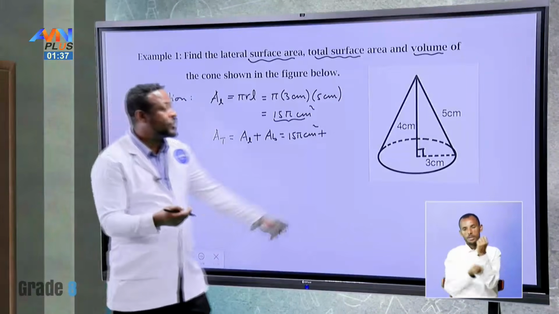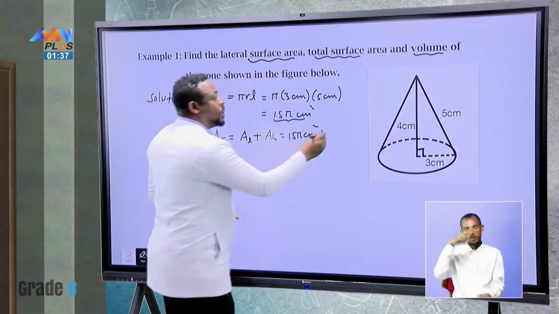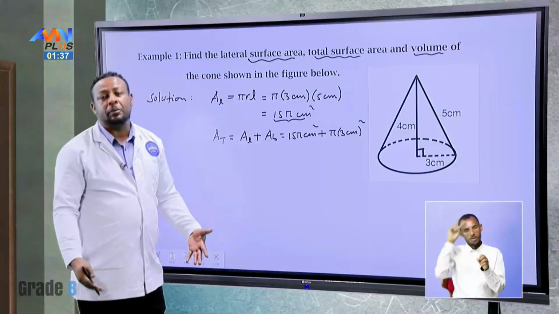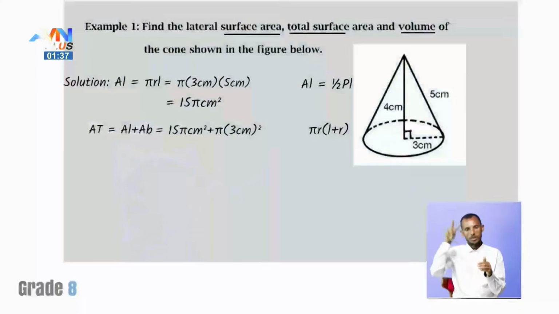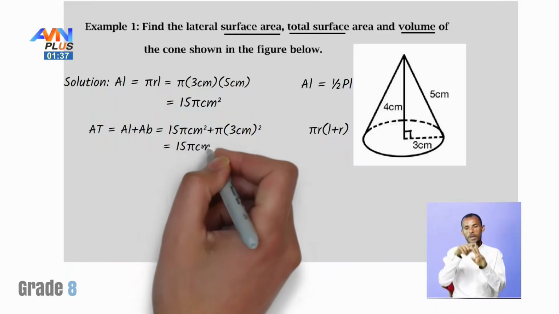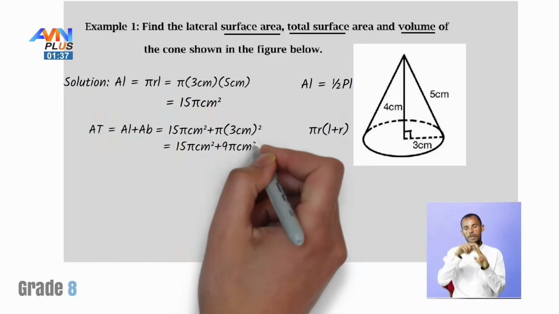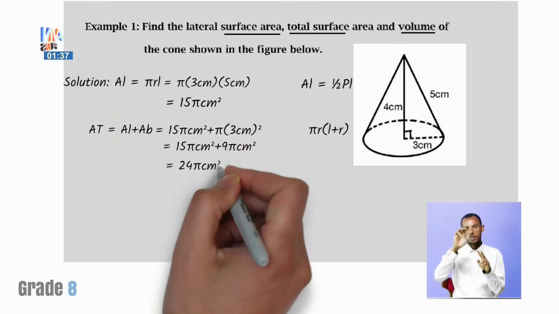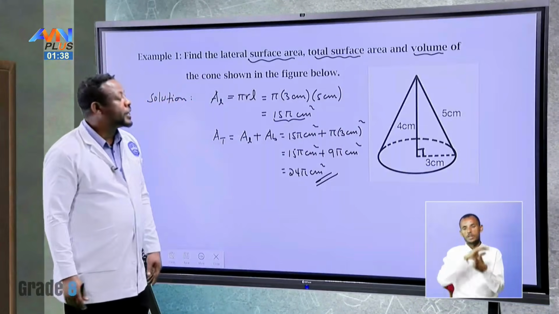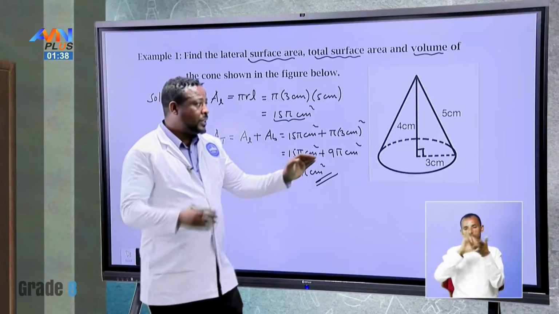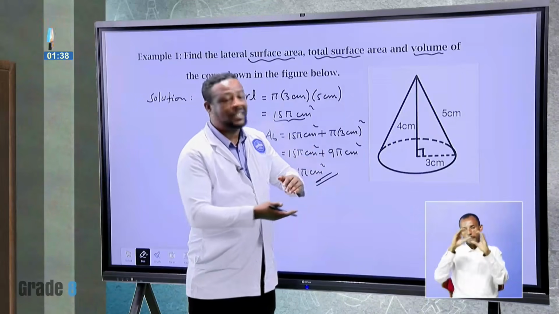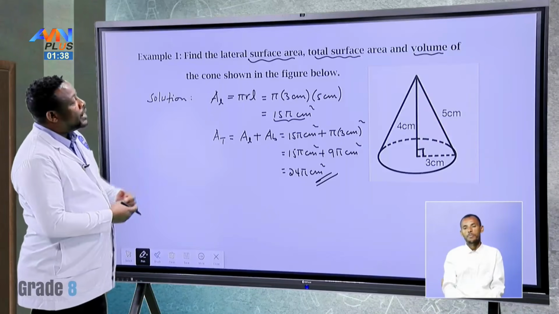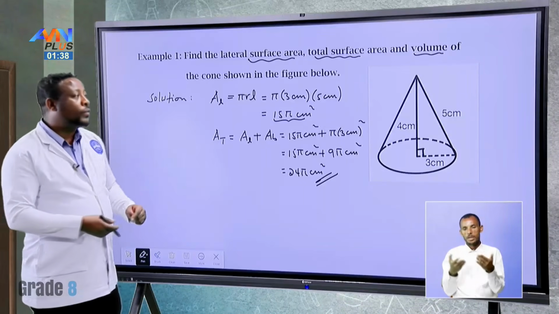base, which is circular, so it's pi r square. So pi times r square. The square of 3 centimeter is 9 centimeter square. So this becomes 15 pi centimeter square plus 9 pi centimeter square. The sum of these two becomes 24 pi centimeter square. This is the total surface area of the cone. That means the area of the curved part together with the area of the flat, circular part. We are left with one more thing, which is the volume of the cone.